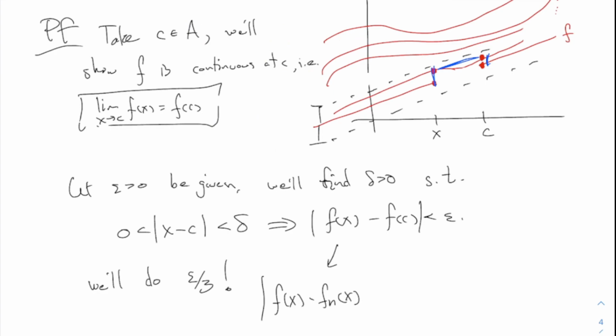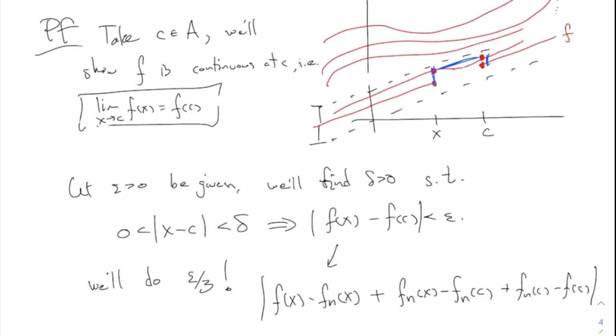That's the first little vertical distance, the distance from f of x to fn of x, which is one of the functions in the sequence. And then I'm going to say plus fn of x minus fn of c. This is the vertical distance between these two points, fn of x and fn of c. And then finally, I'm going to go from fn of c to f of c. That's this last vertical distance here, plus fn of c minus f of c.